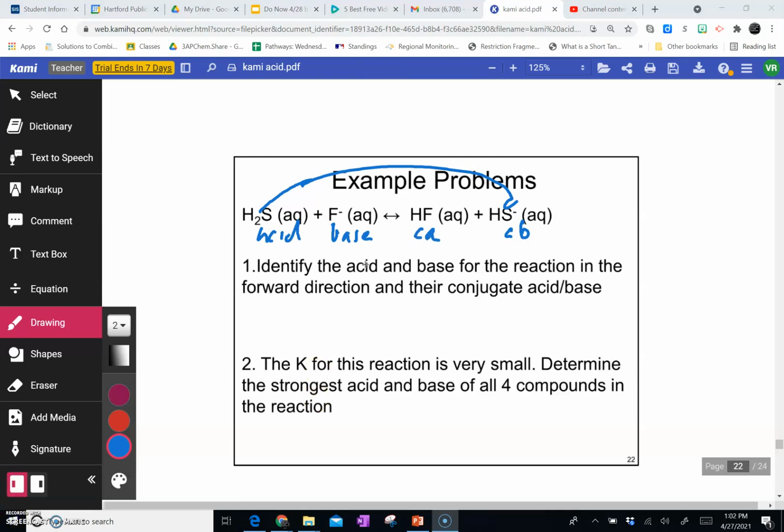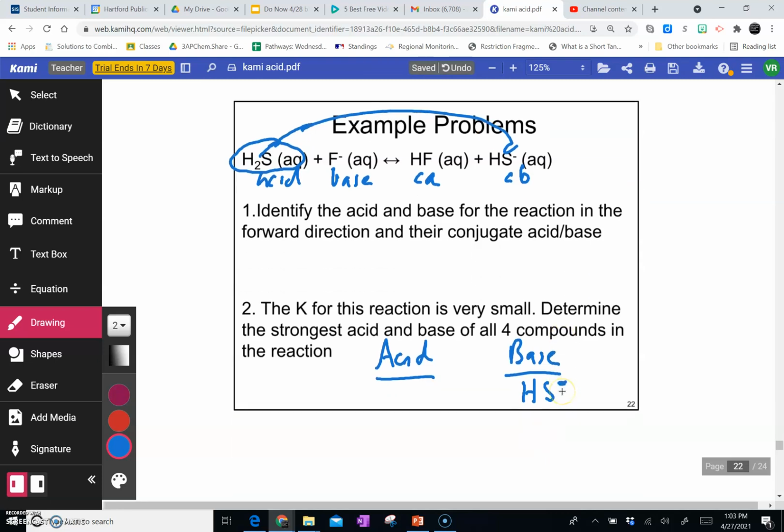So it says now, the K for this reaction is very, very small. So that means this is a very, very weak acid. Since it's a very weak acid, it produces a strong conjugate base. So this conjugate base is strong, and it's stronger than the base here. So in terms of bases, this one would have a higher Kb than this one. The Kb decreases as you go down.